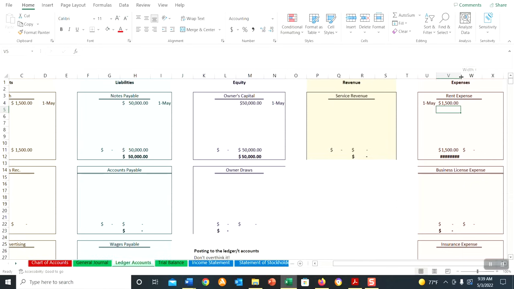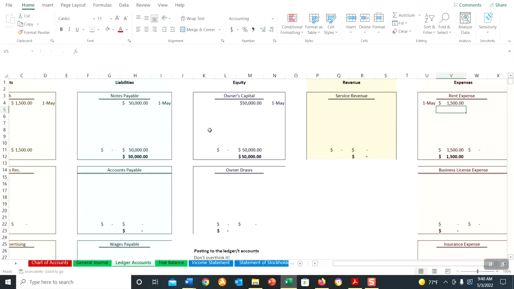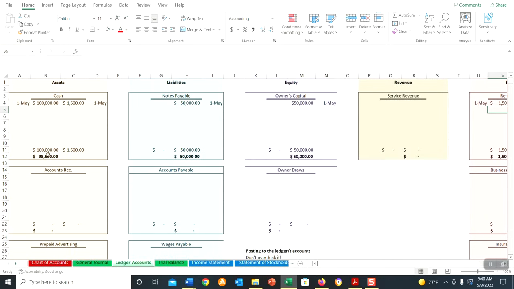So don't worry about this, the hashtag signs just mean that our cell is a little small. So if I make it bigger, then it will show that full figure in the cell. So that's the process after we've recorded each of the transactions with equivalent debits and credits, right? We're going to post each debit and credit to the ledger accounts, and that's going to give us balances for each account. Now, the last step is just going to be checking for balance.